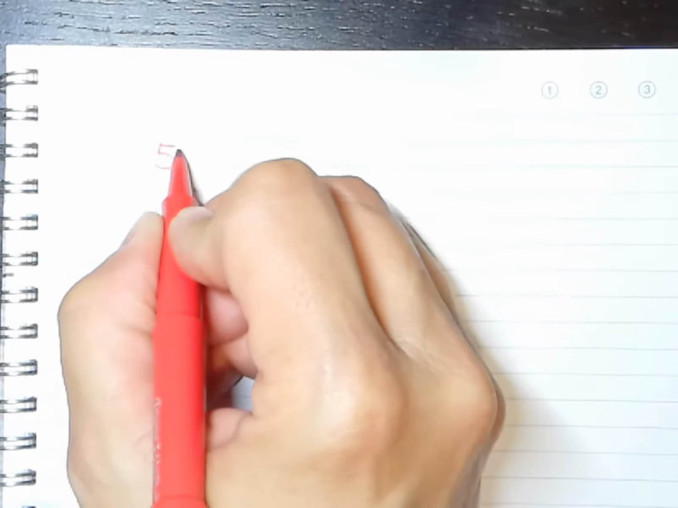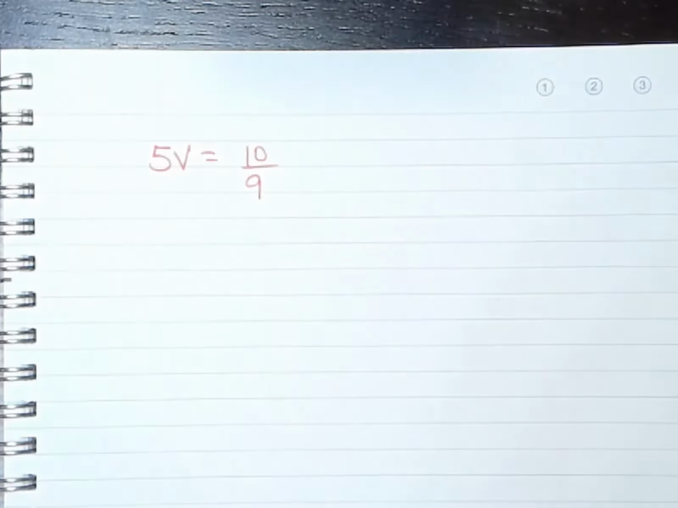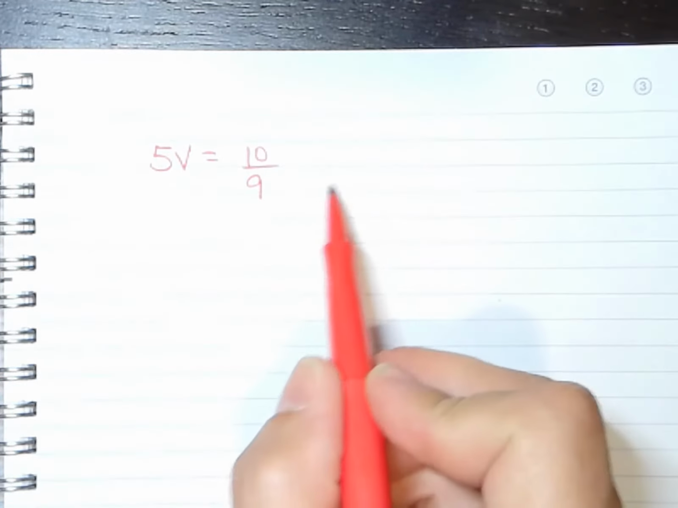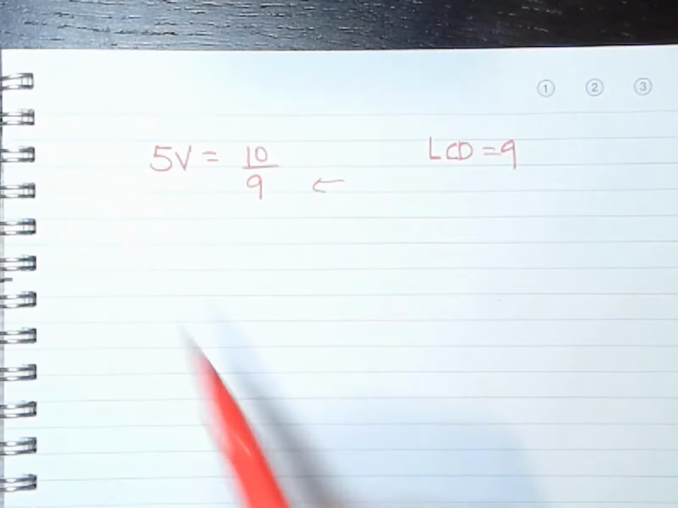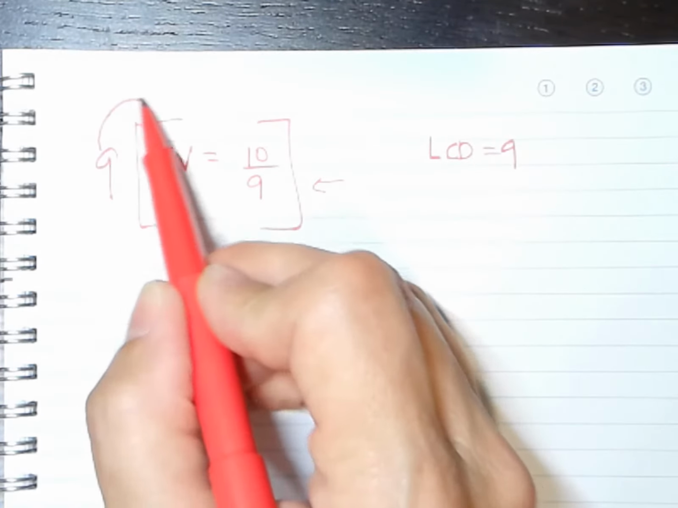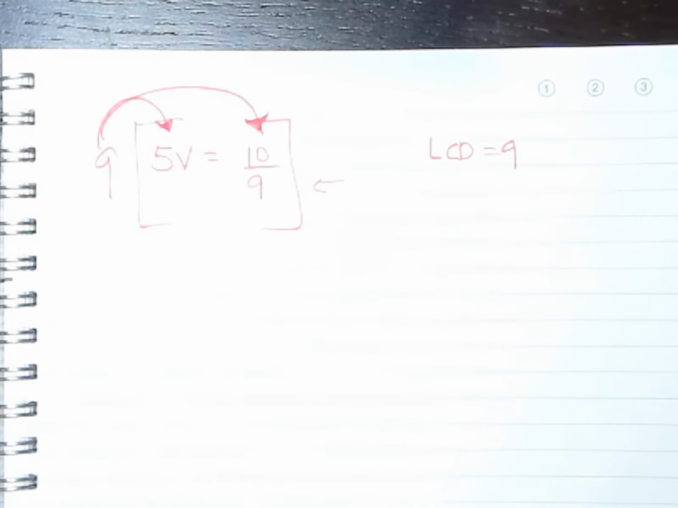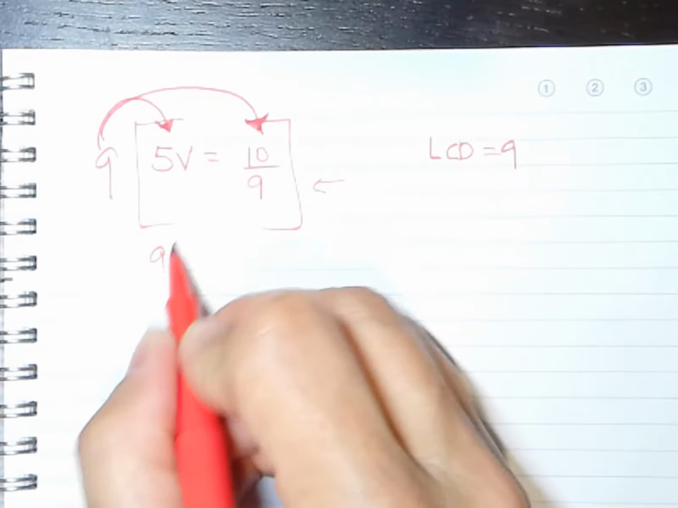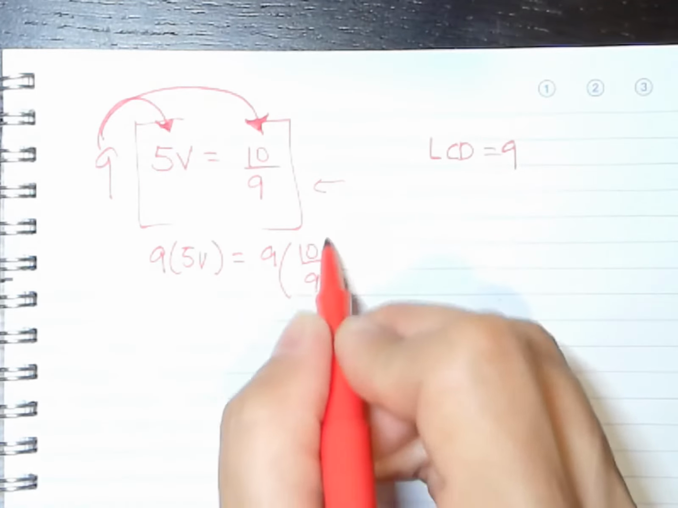Okay, let's look at another one like that. Suppose I had 5v is equal to 10 over 9. The only denominator that I see in this problem is 9, so that tells me my common denominator is 9. So I would multiply this equation by 9: 9 times 5v and 9 times 10 over 9. I'll rewrite that: 9 times 5v equals 9 times 10 over 9.